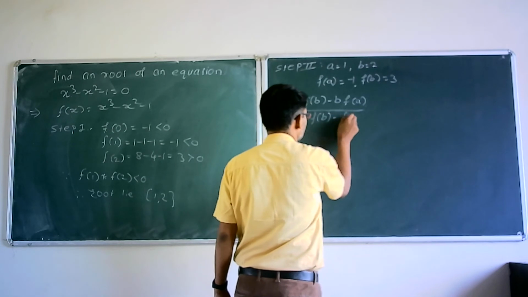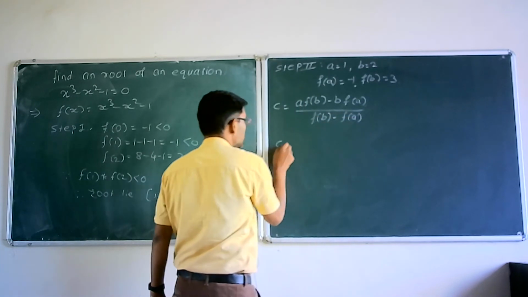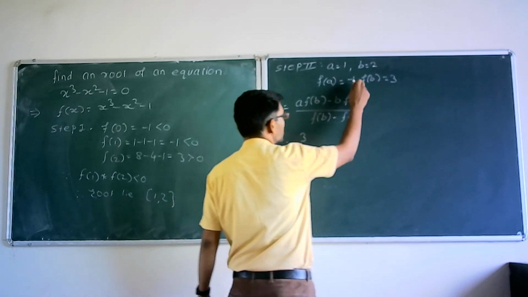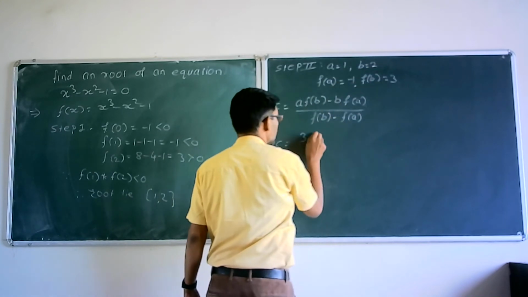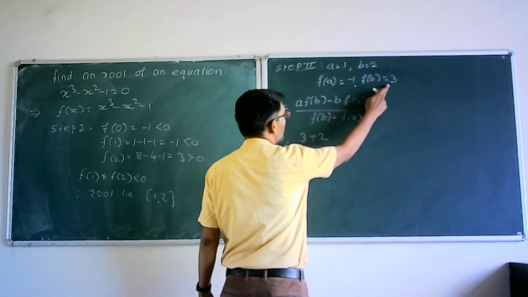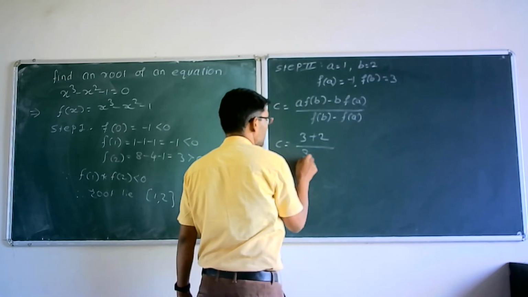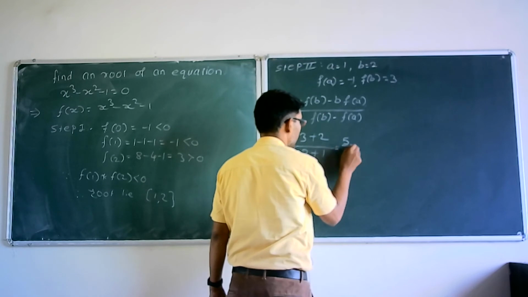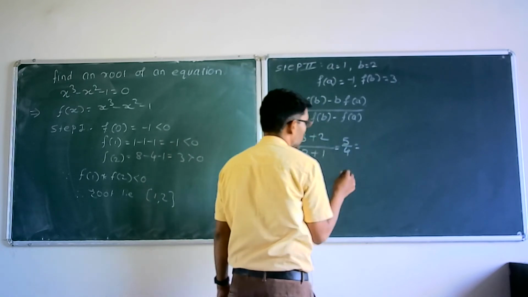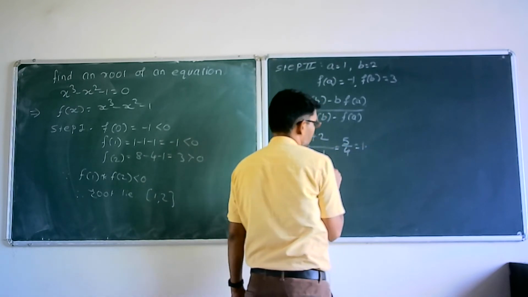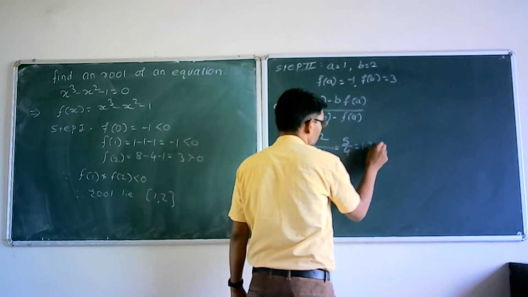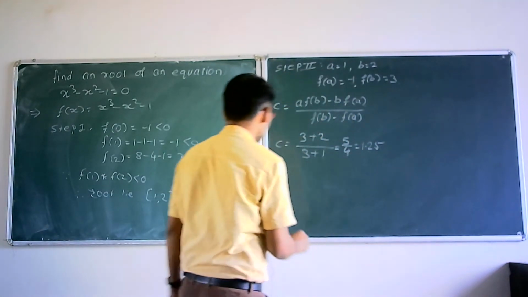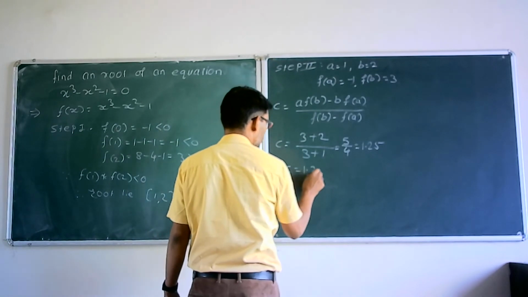So c = (a·f(b) − b·f(a)) / (f(b) − f(a)) = (1×3 + 2×1) / (3 − (−1)), which is 5 by 4, equal to 1.25. So c = 1.25.